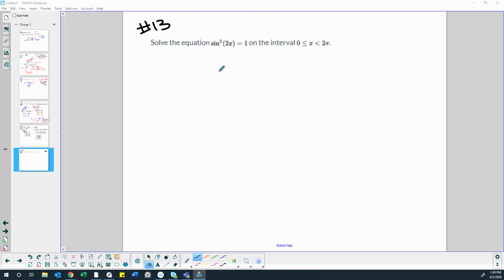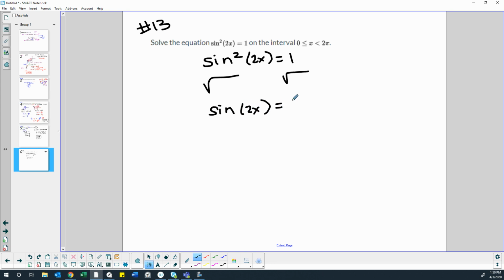Okay. All right, number 13. So let's start by getting rid of the square. So sine squared of 2x equals 1 means that we're going to square root both sides. So when we square root both sides, we'll have the sine of 2x, which is going to equal plus or minus 1.